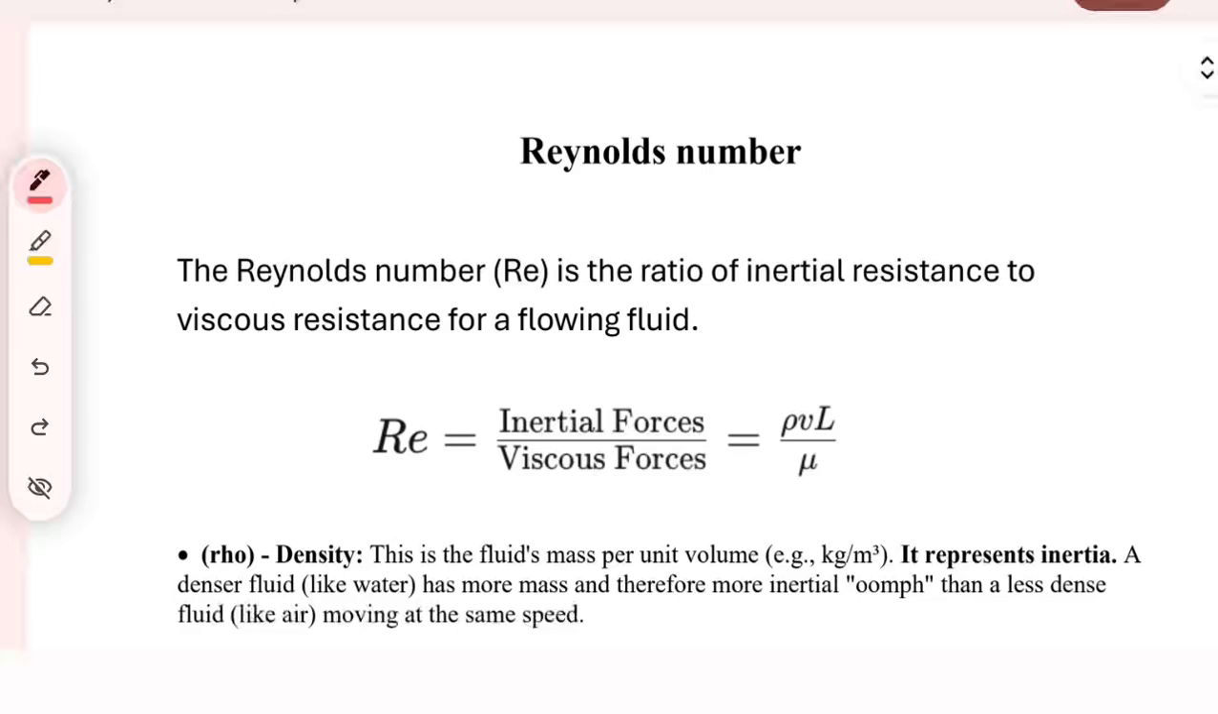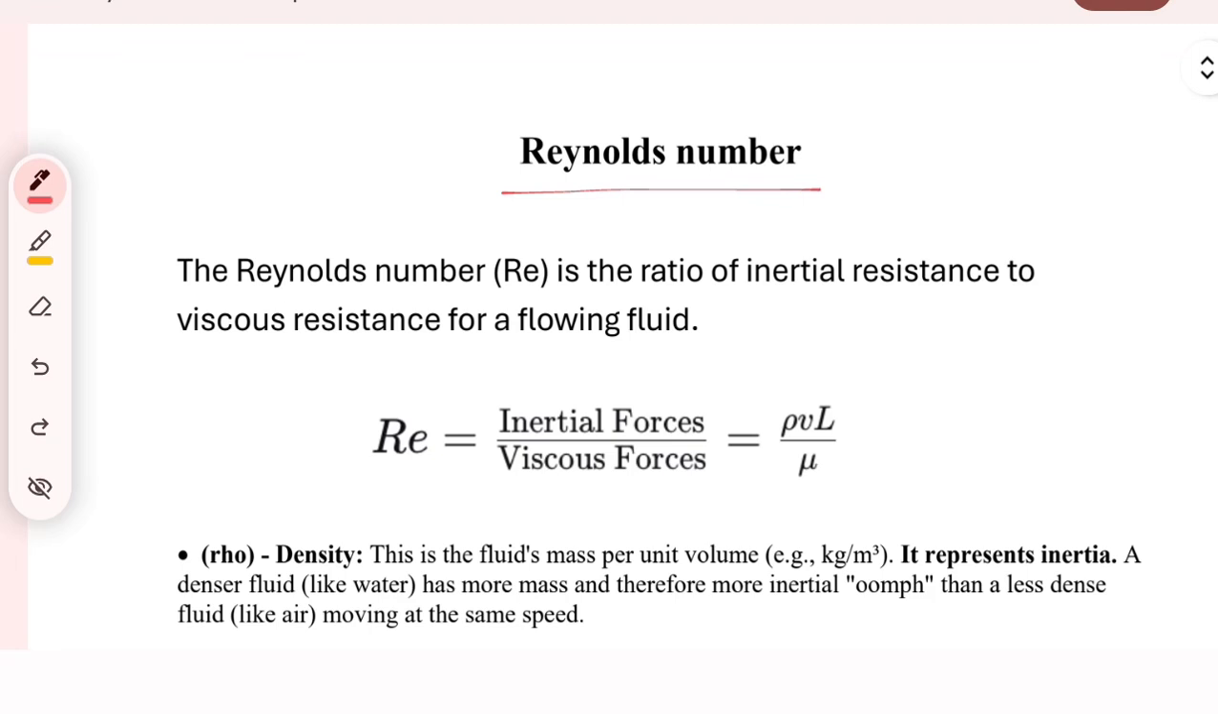I want to discuss this one because this is also very important for engineering students, especially for those taking up subjects like fluid mechanics or hydraulics. Even in physics, this is also discussed. It's called the Reynolds number, or the Re. All right. If you are familiar with this, leave a comment below.